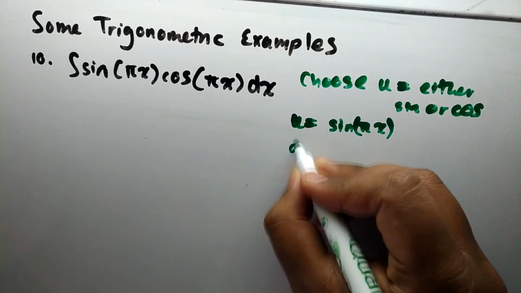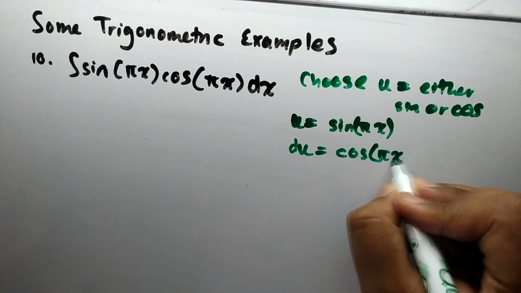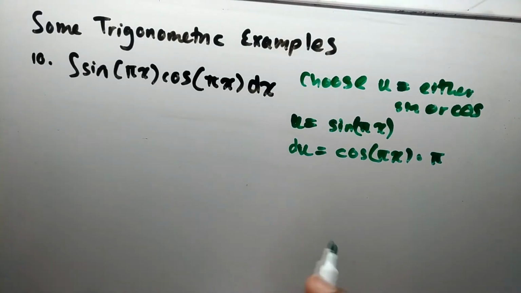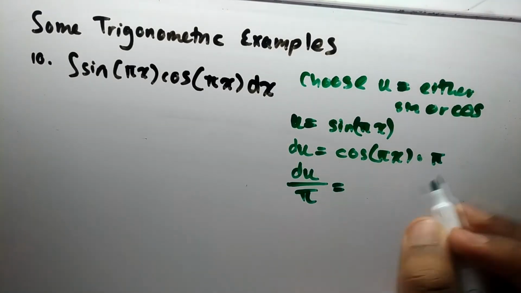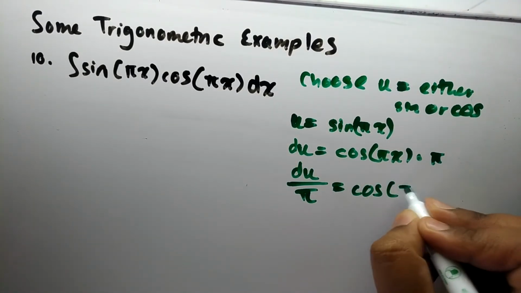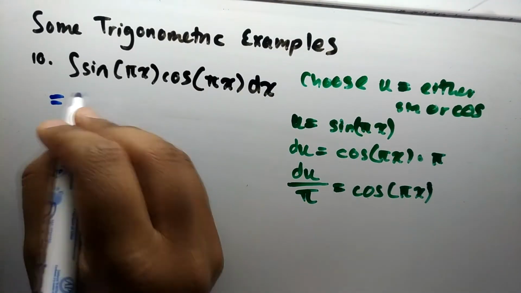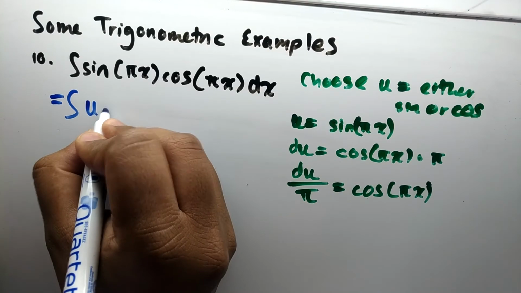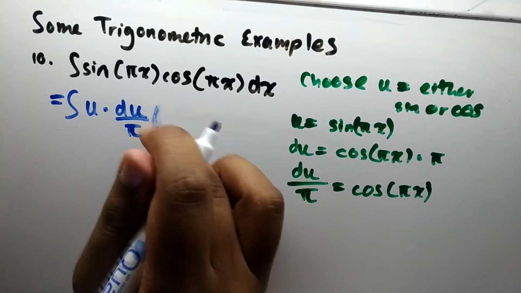So let's use sine pi x. If we differentiate that, we're going to get cos pi x times pi, which comes from the argument inside the sine, if you remember, and we can just divide du by pi to isolate for cos pi x. Pi is a constant, remember. So we can then just plug it back into our original integral. It'll just be u times du over pi.